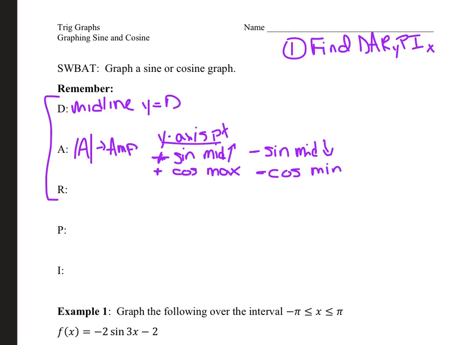The range is telling you your min and your max. Remember, it's D minus A, D minus the amplitude, and D plus the amplitude. What this tells you is that this is the lowest value on the graph, and this is the highest value on the graph. All these things relate to y. So D, A, and R all tell you the y: everything that you're going to put on the y-axis.